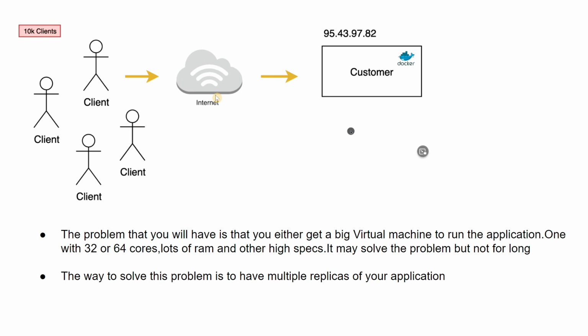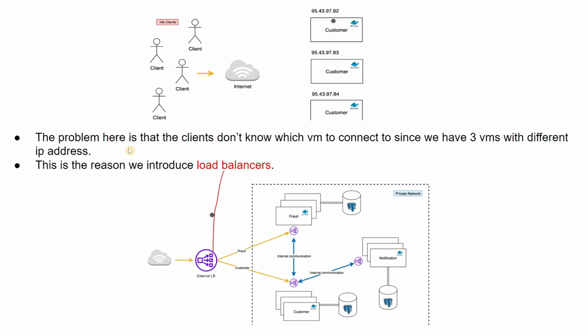But the best way to solve this problem is having multiple replicas of your application. Okay, having multiple replicas of your application. The problem here is that the client doesn't know which VM to connect to, since we have 3 VMs with different API addresses. This is the reason why we now introduce a load balancer, which is here now.